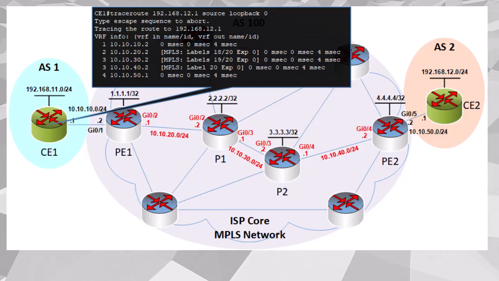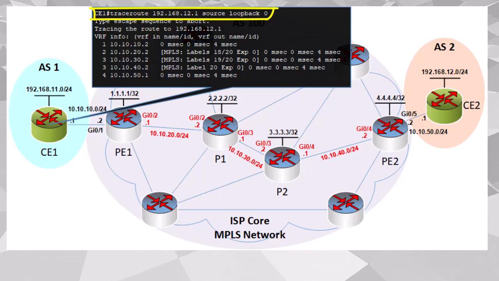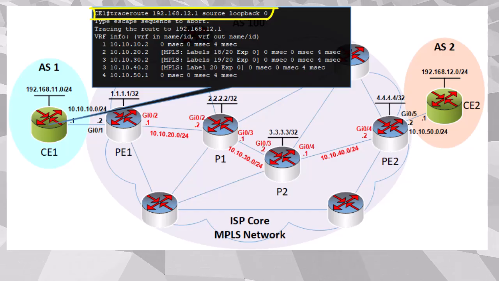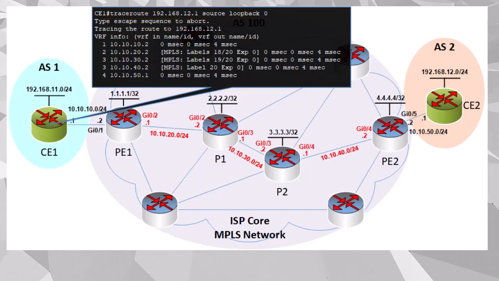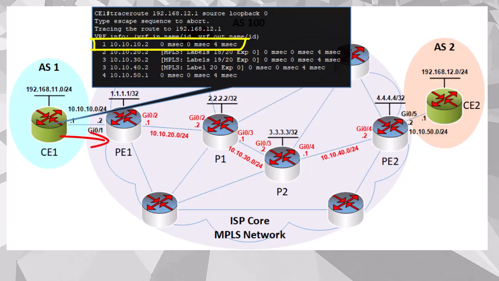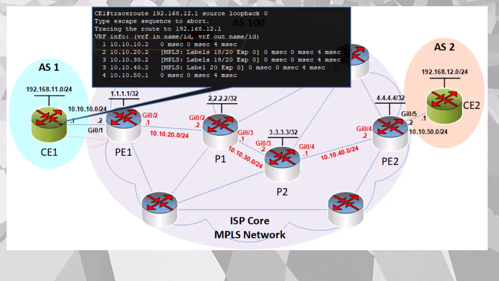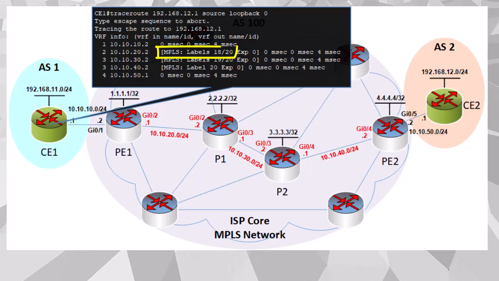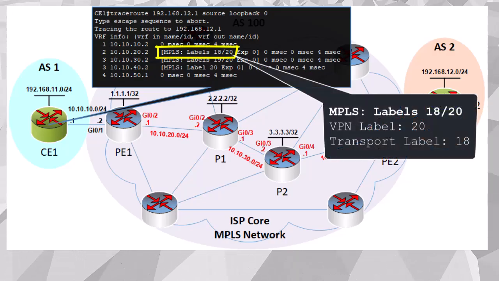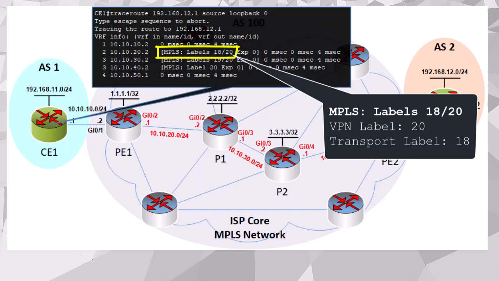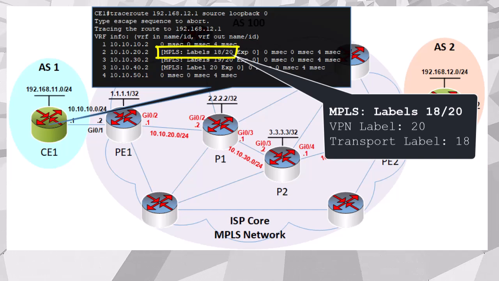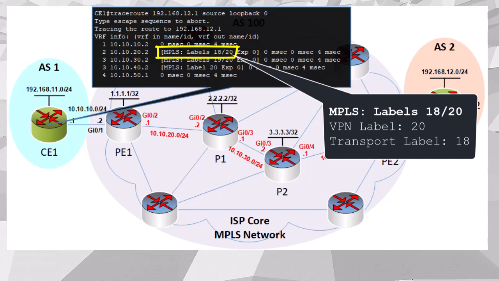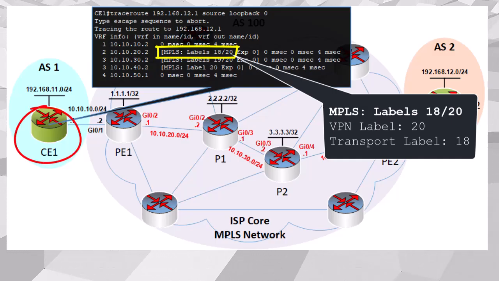If you do a traceroute on CE1 for the destination network of 192.168.12.1 using the local loopback as a source, we'll see something like this. In the first entry of the traceroute, we see a normal packet being sent from CE1 to PE1. As soon as PE1 receives it, it will push two labels onto it. The VPN label, which is the inner label, or the first label that's added. This VPN label is added because of the VRF that we configured that corresponds to this customer. In this particular case, the VPN label has a value of 20.